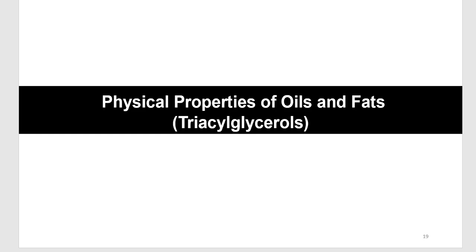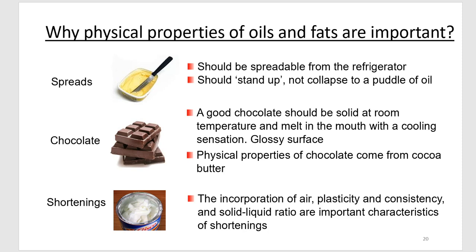Let's see the physical properties of oils and fats. Molecular structure and composition affects melting properties and sensory properties of the oils, such as texture, appearance, and flavor. So why are these physical properties of oils and fats important? Because spreadability is important for spreads. They should be spreadable when we get them out of the refrigerator. And it should stand up, not collapse to a puddle of oil.